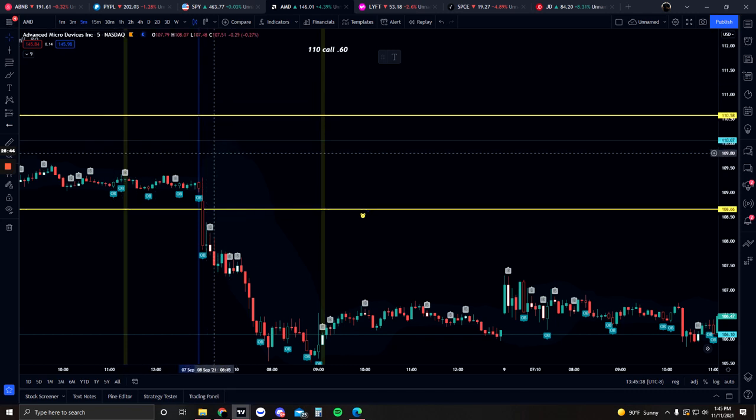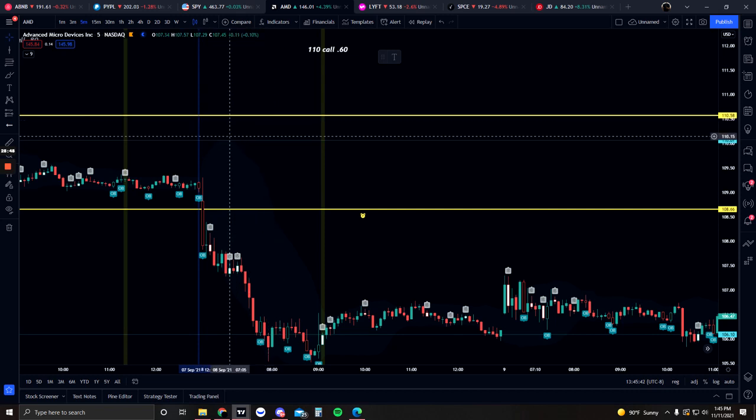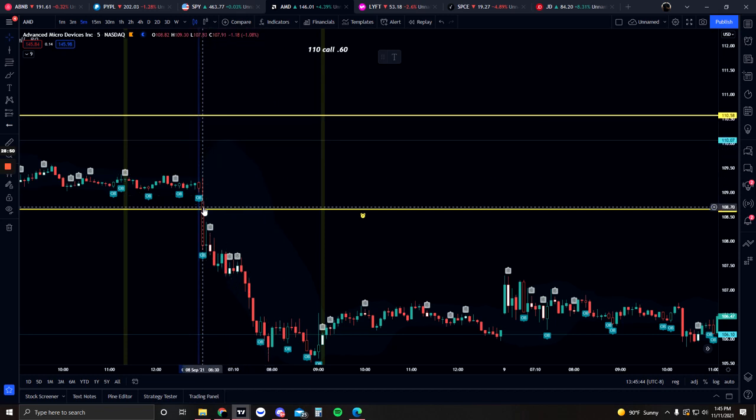Now, if it opened in the middle, and it started moving, and you got to watch the price, because this is the open. Boom, right away. First 5 minutes, it's already down and broke the trigger.